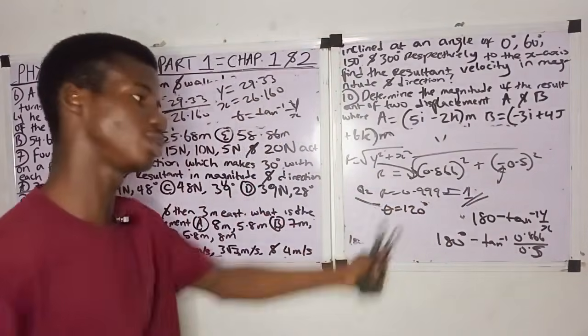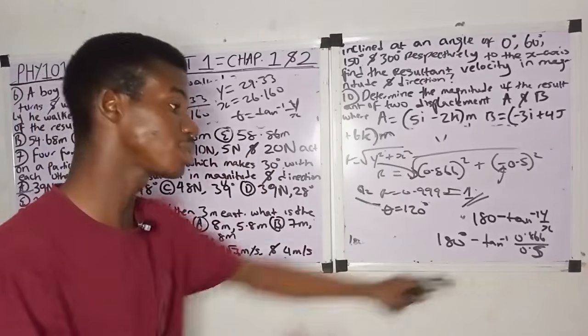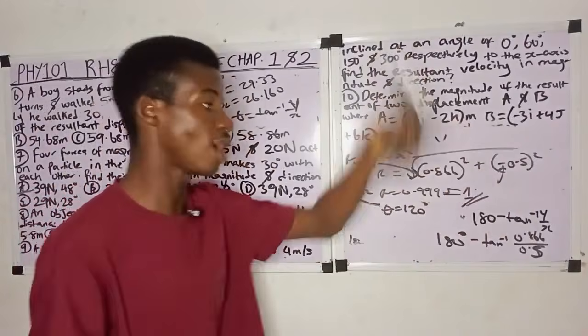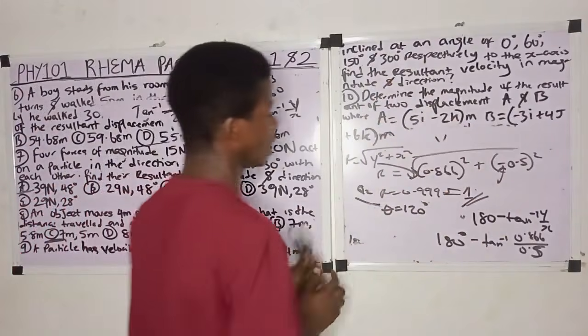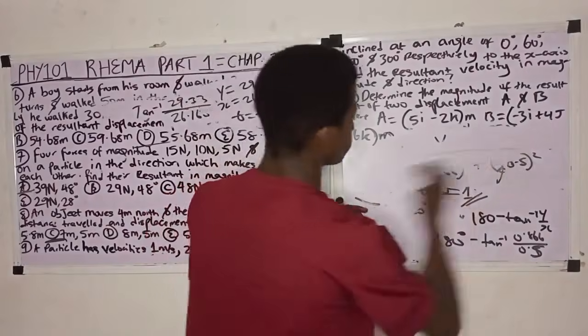Okay, yes. So the angle is 120 degrees because the resultant lies in the second quadrant, and in the second quadrant it is 180 minus the inverse of tan y over x. So our resultant is 1, and the direction of the resultant is 120 degrees. Then let's do this last question.